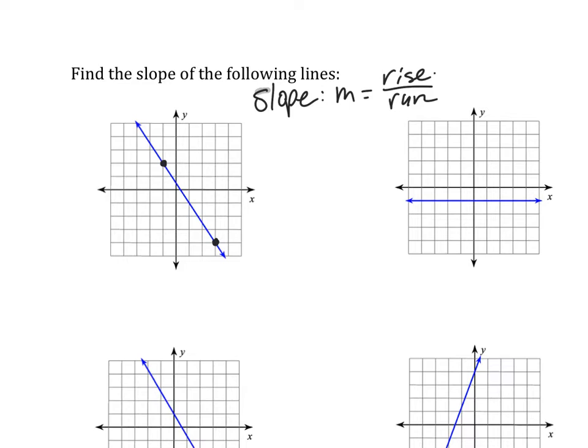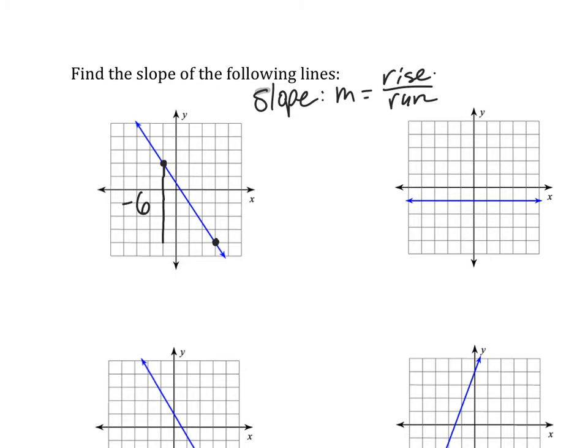First, I'm going to count the rise. I'm going to start at this uppermost one, the leftmost one, and I'm going to go down 1, 2, 3, 4, 5, 6. The change is going to be 6, and I'm going down, so it's going to be a negative 6.